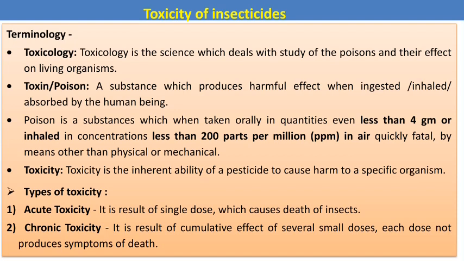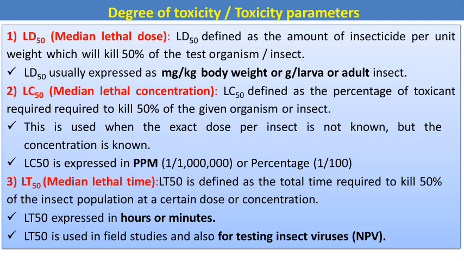Acute toxicity means that a single dose is required to kill the insects, and chronic toxicity means that multiple doses or cumulative doses are required to kill the target organism. These are some of the degrees of toxicity or toxicity parameters. They are mostly used in research against pesticides: LD50, LC50, LT50.